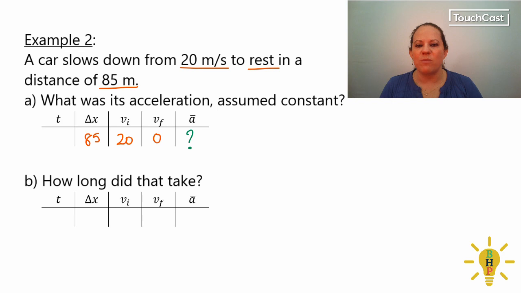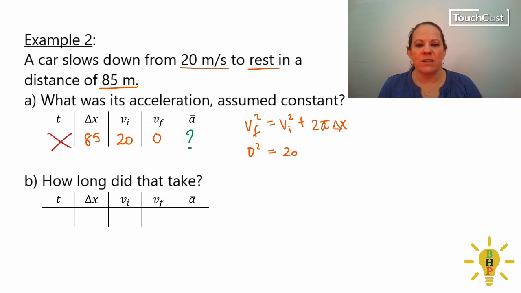So we'll put a question mark in for acceleration, and we could put a big old X in for time because we simply aren't going to need time. We could cover up time if we wanted to, and that shows us that we're going to need the equation that has delta x, vi, v final, and acceleration. Sounds like we're going to be using v final squared equals v initial squared plus 2 times the acceleration times the displacement.